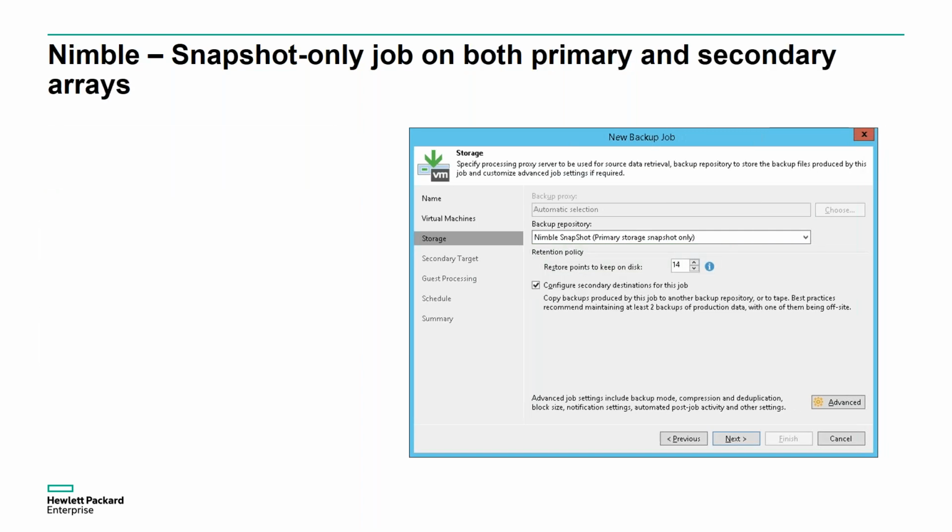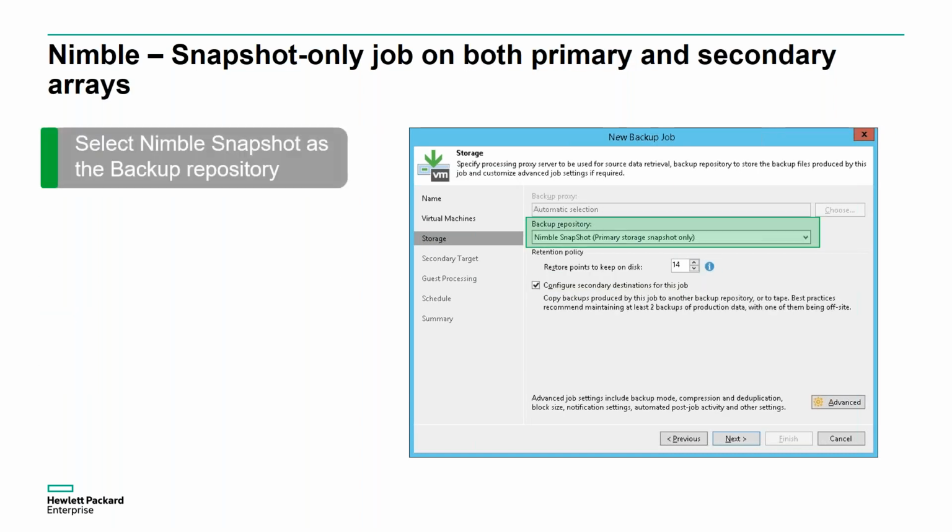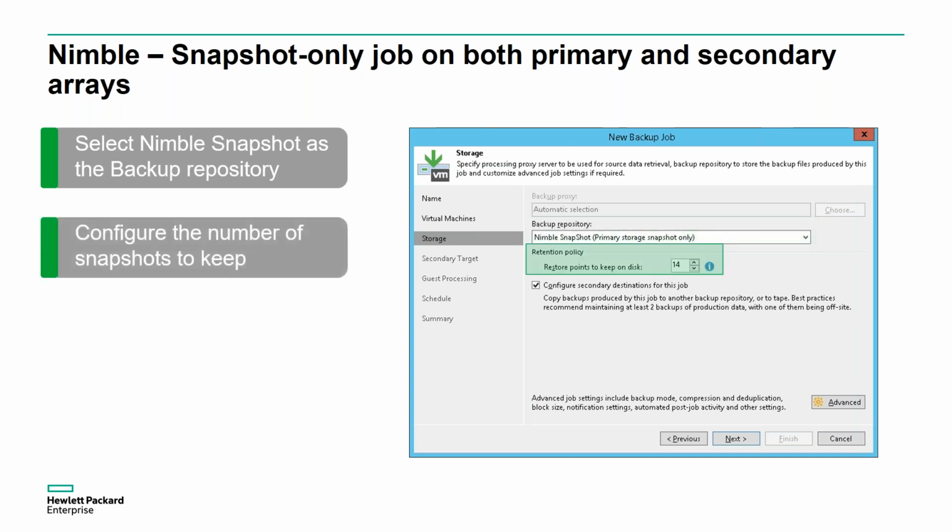So what we can do is we can orchestrate the creation of an application consistent snapshot on the primary array, ask that to be replicated to a secondary array, again, but don't take it out for backup. And again, we'll just walk through the possibilities of that. So we select the Nimble snapshot as a backup repository as we did in the previous, but we do select secondary after we've selected the number of restore points to keep.